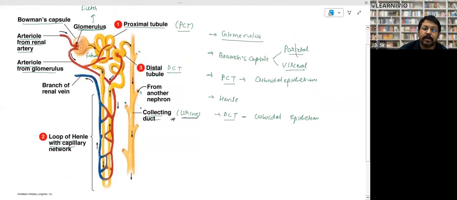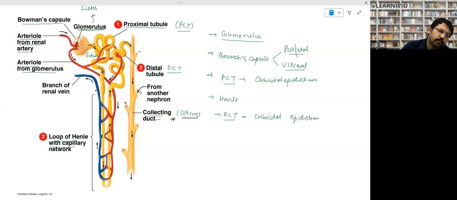Exchange of material takes place between the blood vessels and this nephron, right? This structure is known as Bowman's capsule. Inside Bowman's capsule, there is the glomerulus, right? The function of the glomerulus is to filter. The blood comes in from the arteriole, from the renal artery. Then after the filtration, blood goes back to the body from the arteriole, from the glomerulus, right?